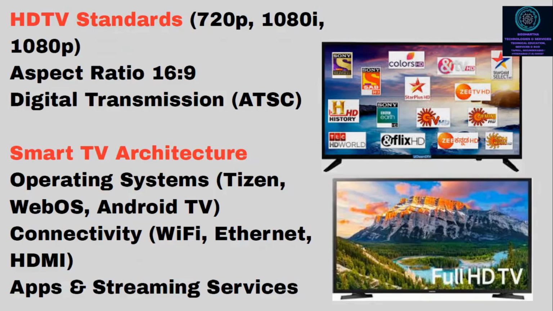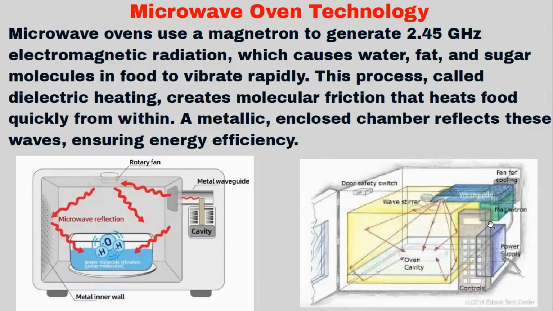The only thing is smartphones are smaller in size and televisions are bigger in size. So Tizen, Web OS, Android, right? Like in our phones, we have Android and Apple OS, so there also we have the same system in smart TV. Connectivity: Wi-Fi, Ethernet, and HDMI. You compulsorily need a Wi-Fi connection or internet for that. Apps and streaming service: that will give you the apps and streaming service.